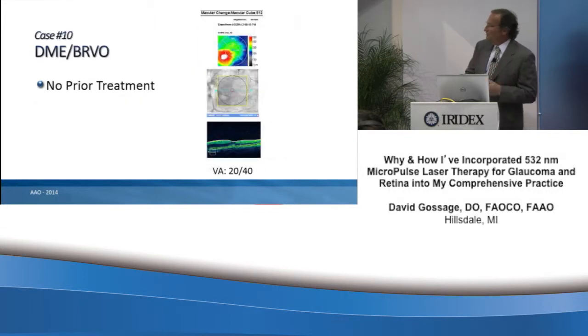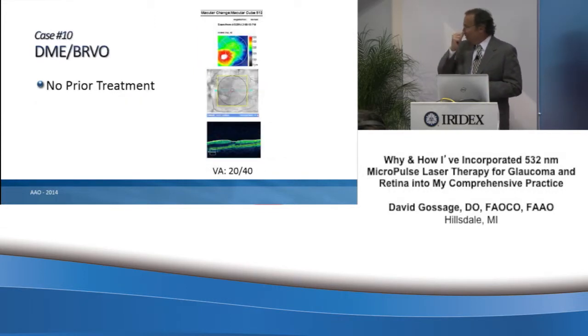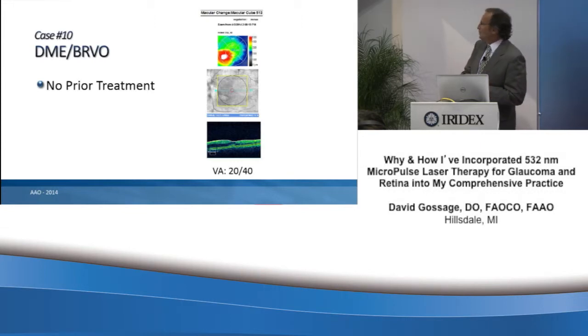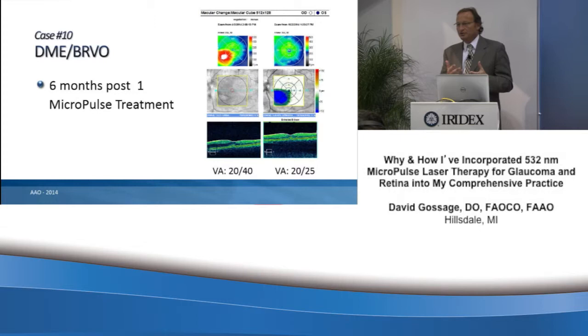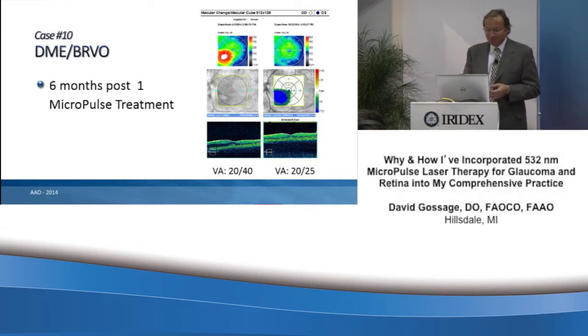And this is another case of a patient with diabetic macular edema and also a vein occlusion, two in combination. Visual acuity of 20/40, no prior treatment. This patient had a Texel laser done also. 6 months post, one treatment, visual acuity improving from 20/40 to 20/25 with nice resolution of the edema. So like I said, branch vein occlusions really love MicroPulse. It seems like they do real well with the treatment.